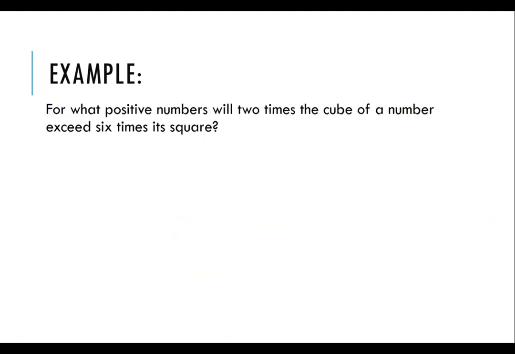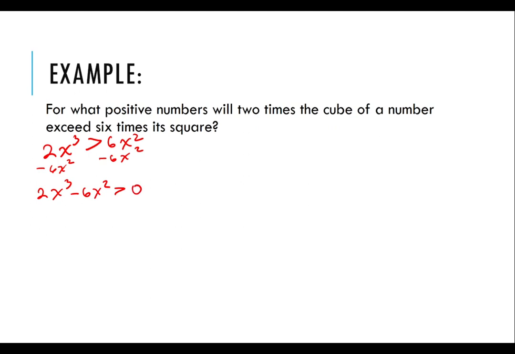For what positive numbers will 2 times the cube of a number exceed 6 times its square? So first off, we have 2 times the cube of a number. Exceeds means greater than 6 times that unknown number's square. And so now I have my inequality. 2x cubed is greater than 6x squared, but remember we need to get this as a statement in terms of 0. And so subtract 6x squared from both sides. I then get that 2x cubed minus 6x squared is greater than 0.